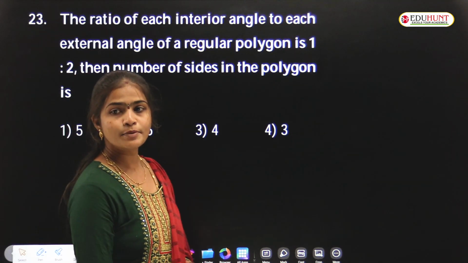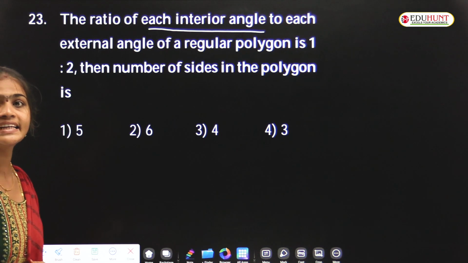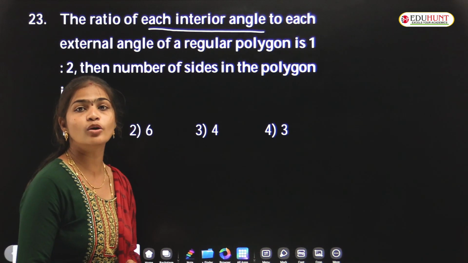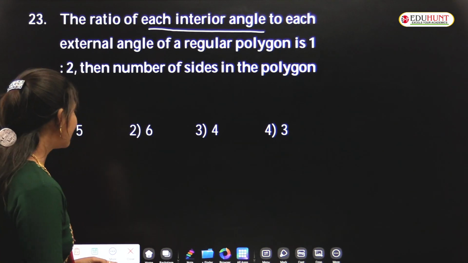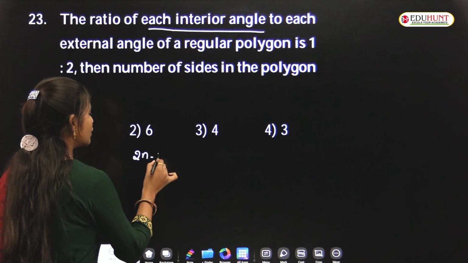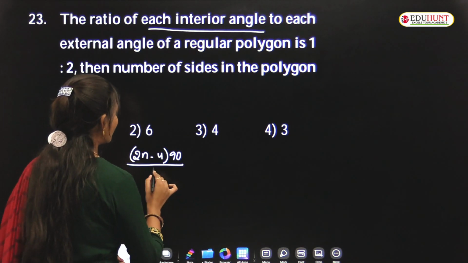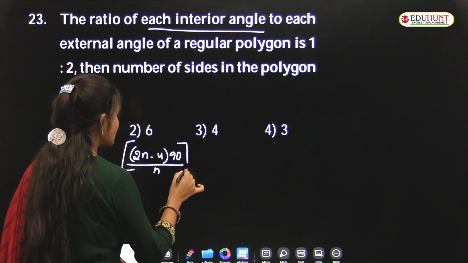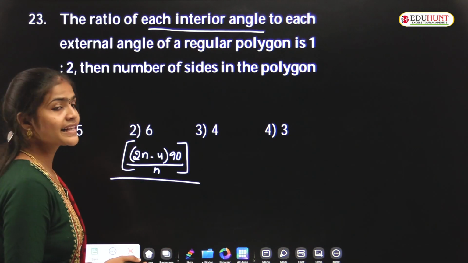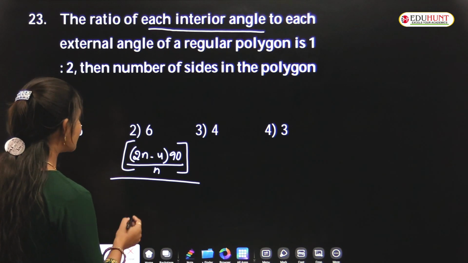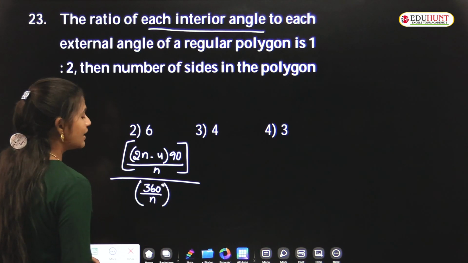Okay, so the next problem, see here. The ratio of each interior angle to each exterior angle of a regular polygon. Just like the previous problem only. So here again, what they are saying, each interior angle. The formula which we use to find each interior angle of a regular polygon is (2n minus 4) into 90 whole by n. And what they are saying, external angle. External angle is nothing but exterior angle. So each exterior angle of a regular polygon is 360 by n.